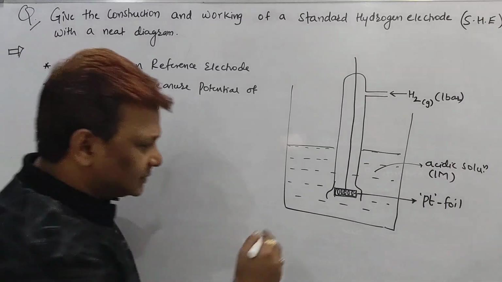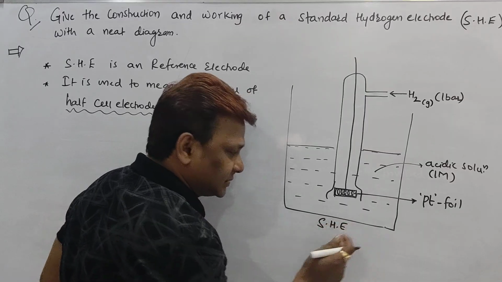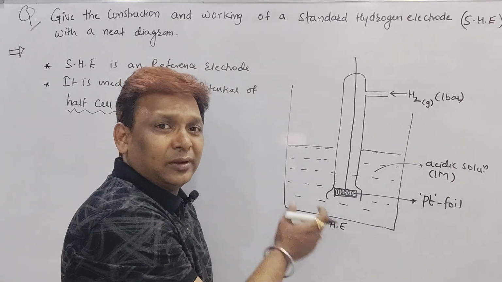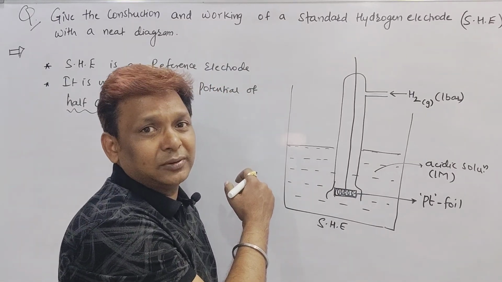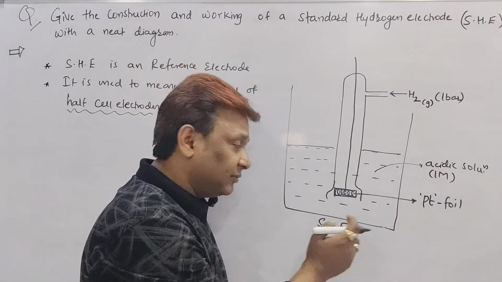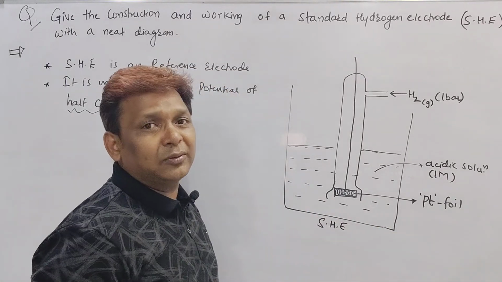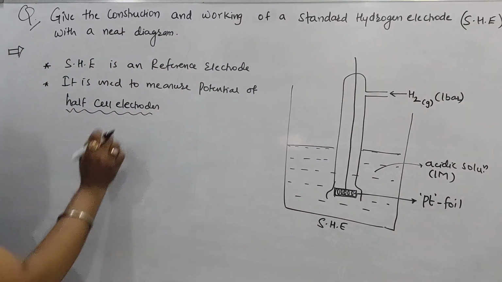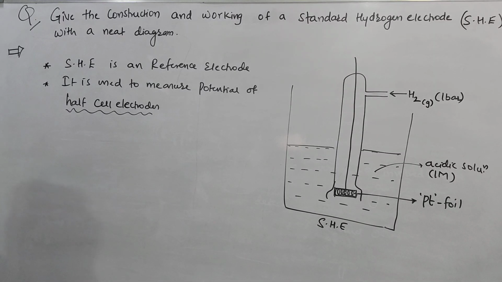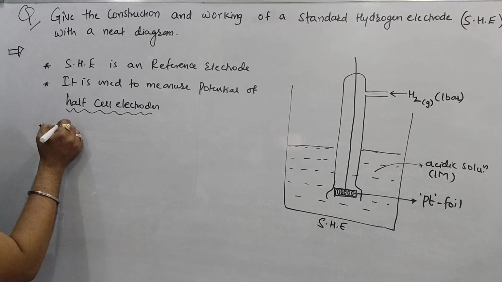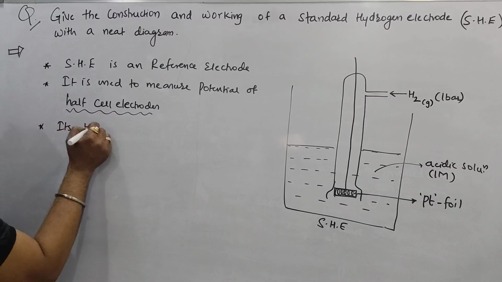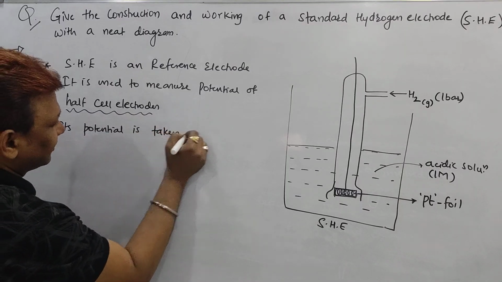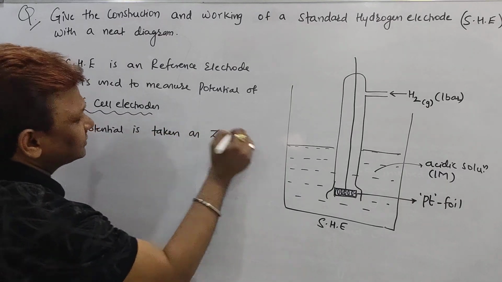You know, if this SHE, standard hydrogen electrode, acts as a cathode, the other half cell acts as an anode. But if this one acts as an anode, the other half cell electrode will act as a cathode. If this is anode, the other one becomes cathode. If this is cathode, the other one becomes an anode. It depends. So it is a reference electrode. It is used to measure the potential of half cell electrodes, right? And its potential, the SHE potential, is taken as 0. Beta, its potential is taken as 0.